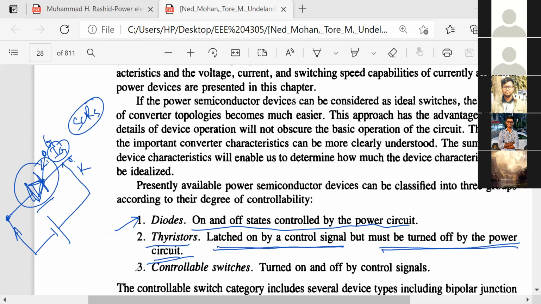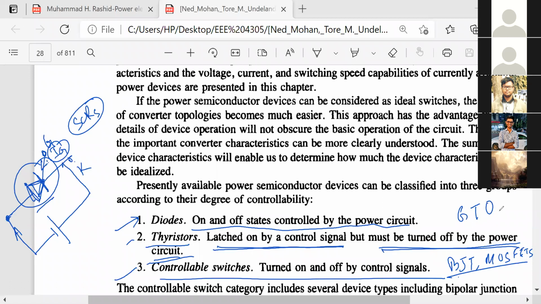In the third category, switches are turned on and turned off by the control signal. This is like your BJT and MOSFET, and there are also gate-controlled thyristors. We call this the gate turn-off thyristor, where you can send a reverse current to the gate to turn it off. These are the controllable switches, and we want these controllable switches.